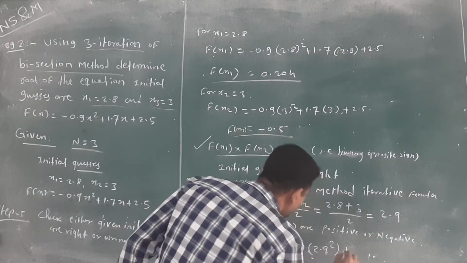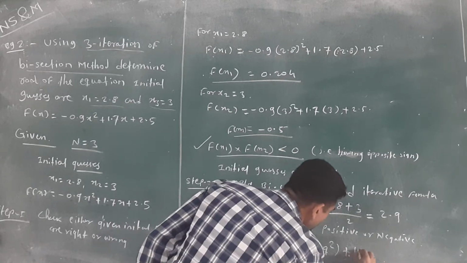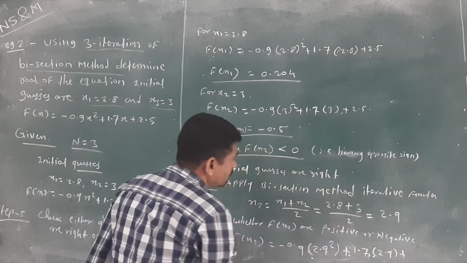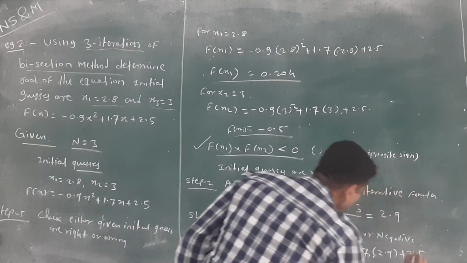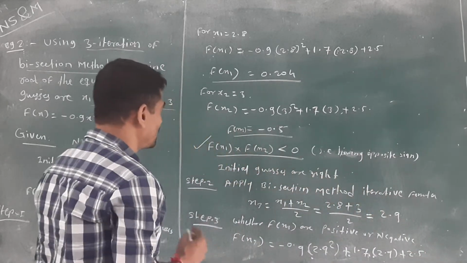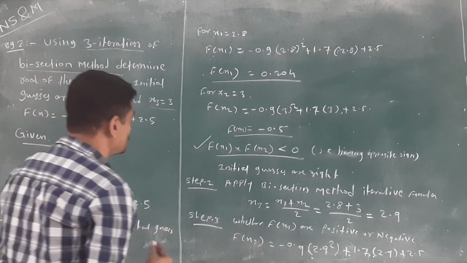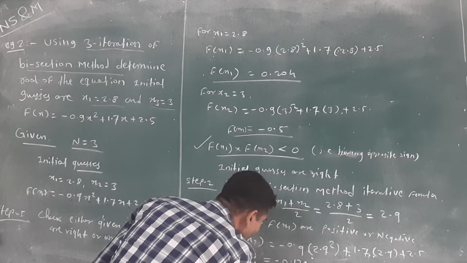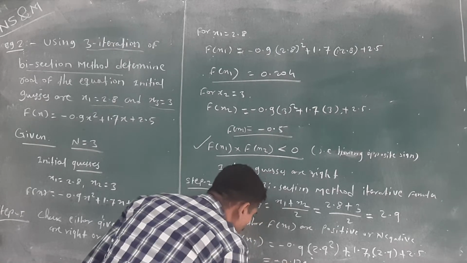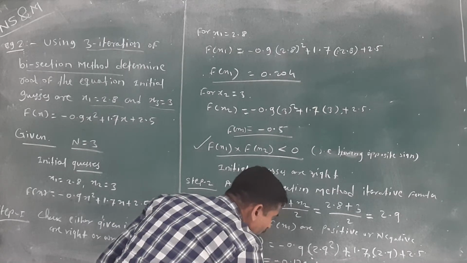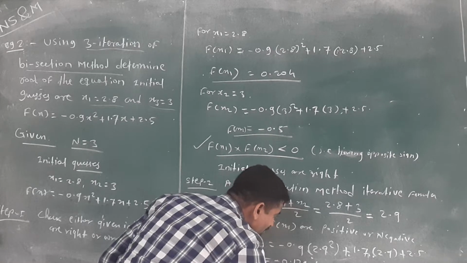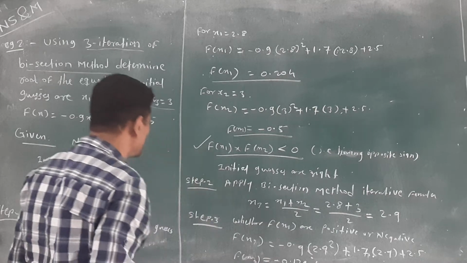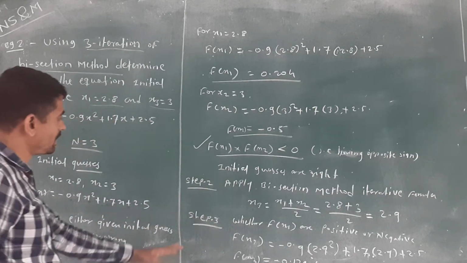2.9 square plus what? 1.7 into 2.9 plus 2.5. We have calculated that f of x3. This value, check that positive or negative. You will get minus 0.139. 0.139 negative. Okay, we have the negative value. All of you getting up to this?